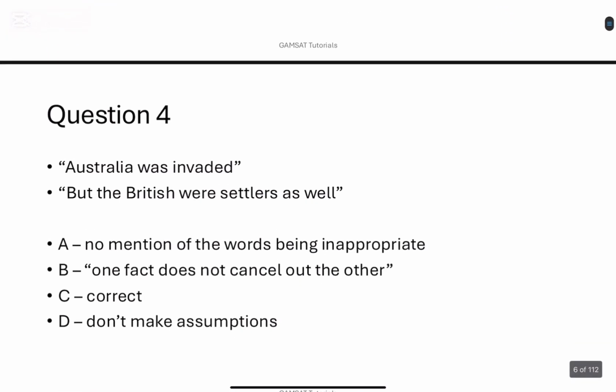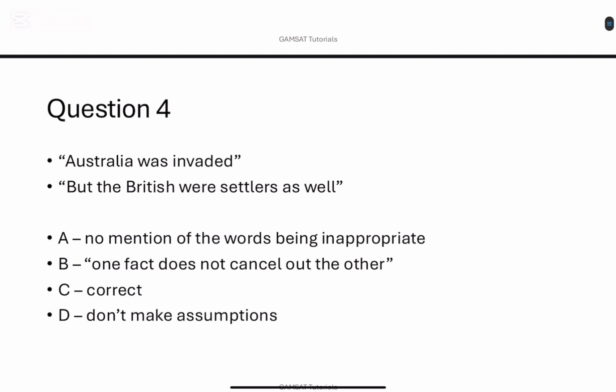Okay, question 4. How does comment 3 view the words invasion and settlement in the context of the British arrival in Australia? Let's look at how the words are used. It starts off: Australia was invaded. That invasion was resisted and the resistance was crushed. But the British were settlers as well. So it uses the word invasion and it uses the word settlers. What does that tell us?